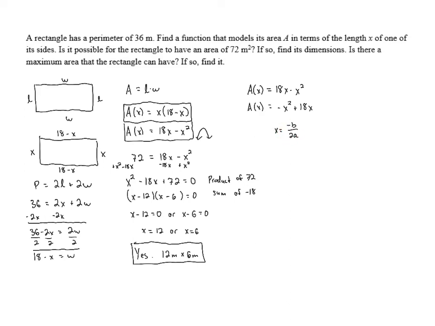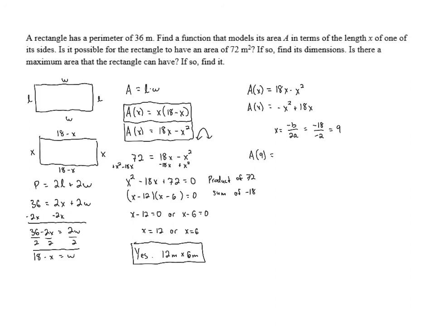So in this case, b is 18. So the opposite of 18 is negative 18. And a is negative 1. So 2 times negative 1 is negative 2. Negative 18 divided by negative 2 is positive 9. So the maximum is going to occur when x is 9. And to figure out the corresponding maximum area, we evaluate the function at 9.